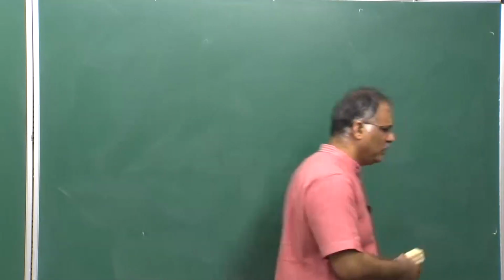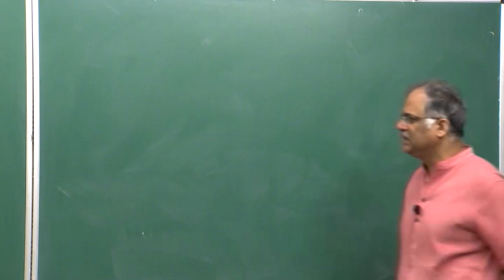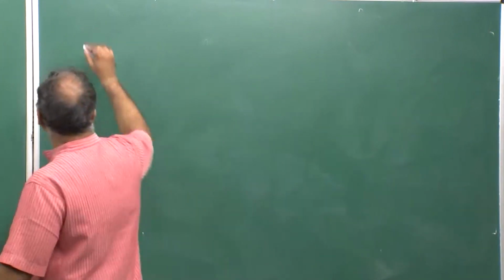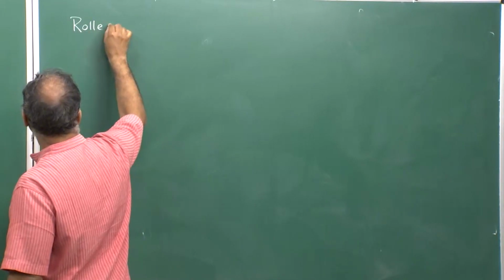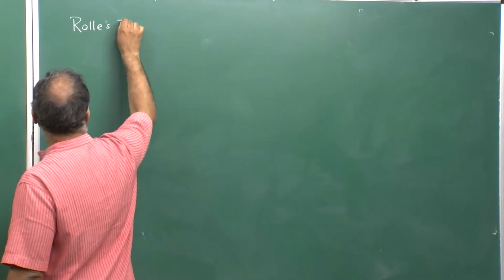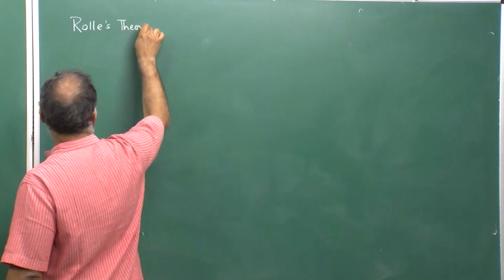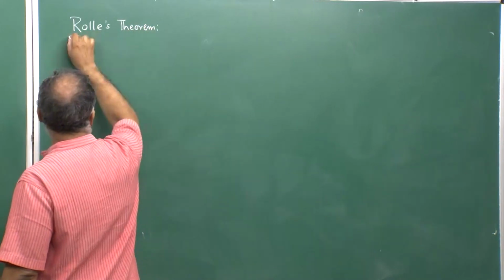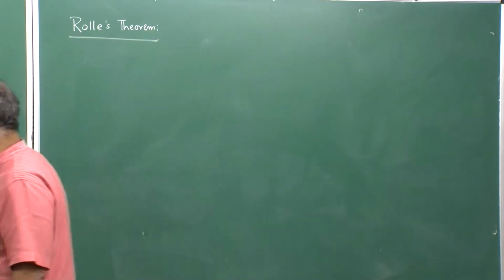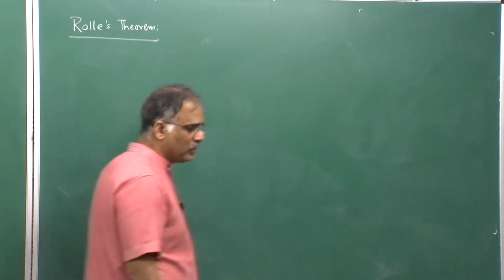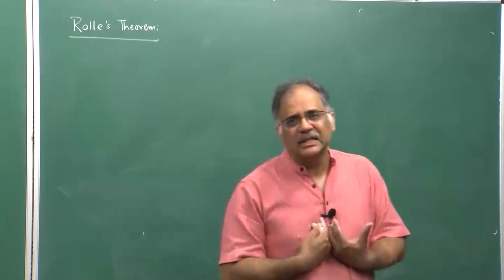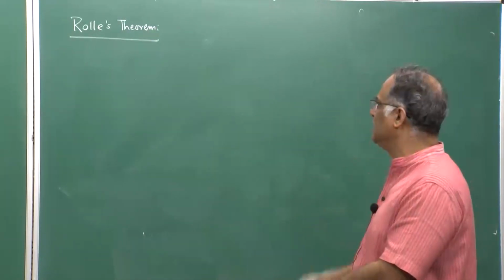Though if you know the Lagrange mean value theorem, Rolle's theorem can also be proved. It is essentially a special case of that. So, let us first prove Rolle's theorem and then apply it to prove the Lagrange mean value theorem. What are the ingredients of Rolle's theorem? What does it say?